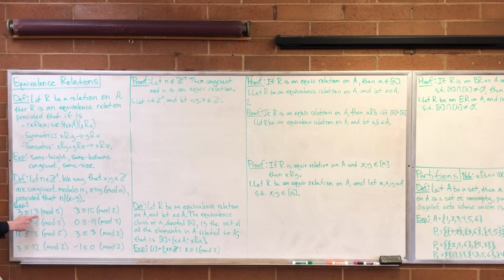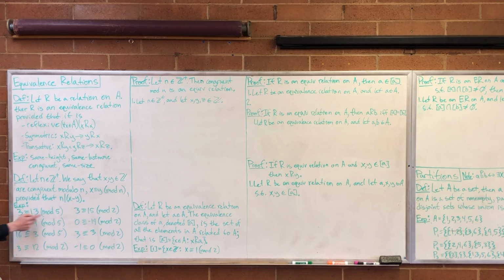Is 3 congruent to 13 mod 5? Yes. How do we check that? What's 3 minus 13? Negative 10. Does 5 divide negative 10? Yes, it works. Here's the other way you can think about it.